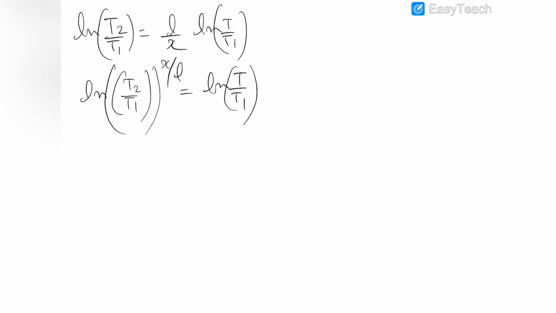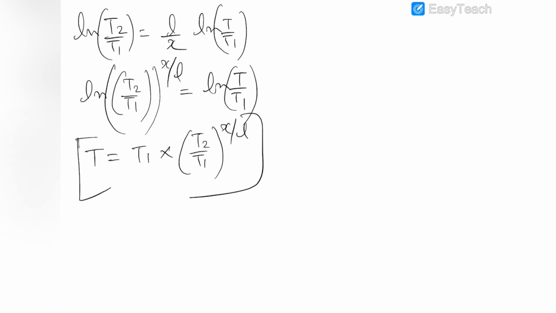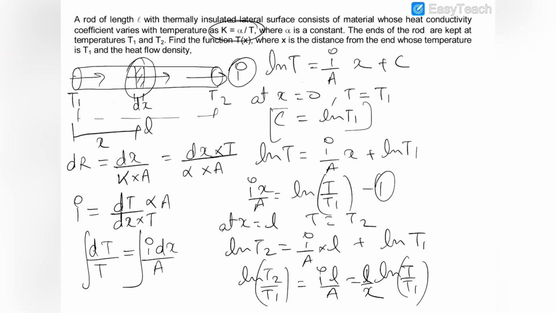So, taking antilog on both sides, you can say that T is equal to T1 into (T2 by T1) to the power x by L. This is the temperature of a point which is at a distance of x from this end. Now in the second part we have to find out the heat current density.